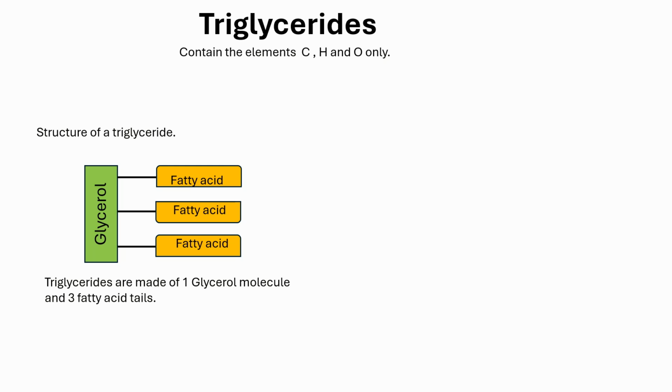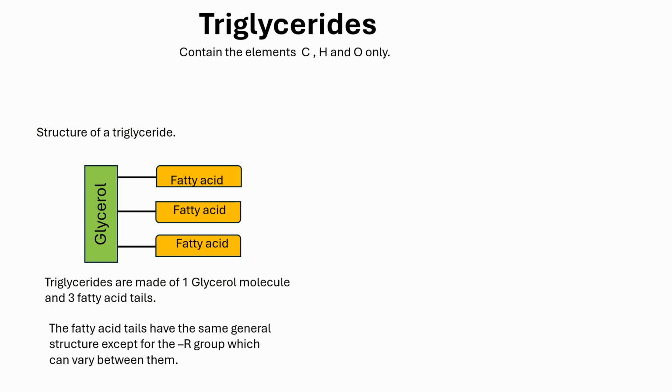So triglycerides are made of one glycerol molecule and three fatty acid tails or molecules. The fatty acid tails have the same general structure, except they have something called an R group, which is the bit that varies between them. Now let's look at how they form.